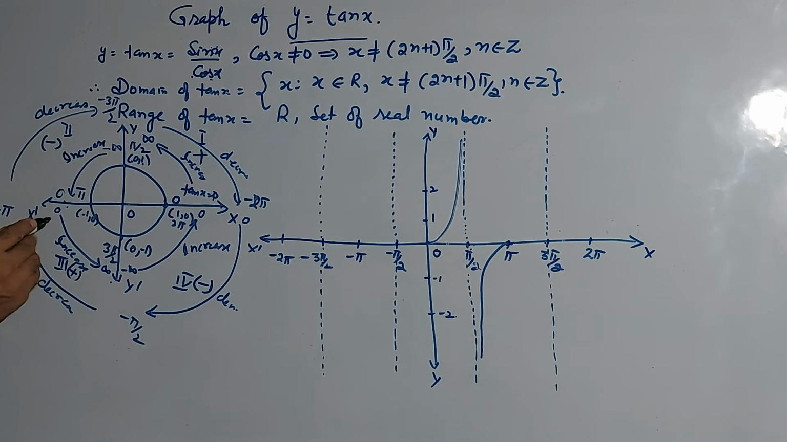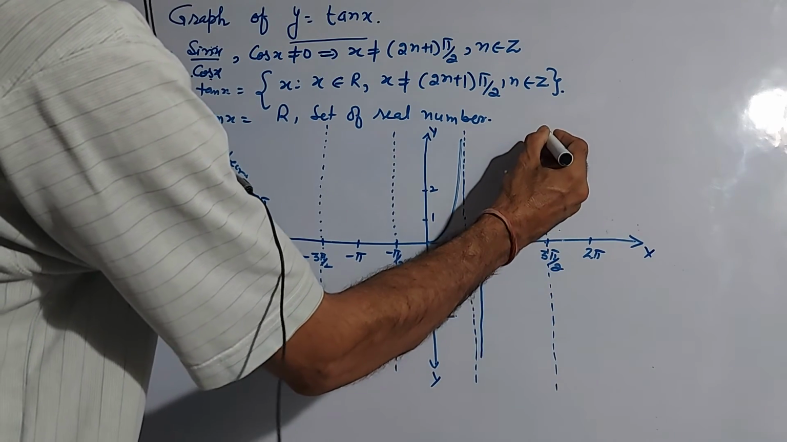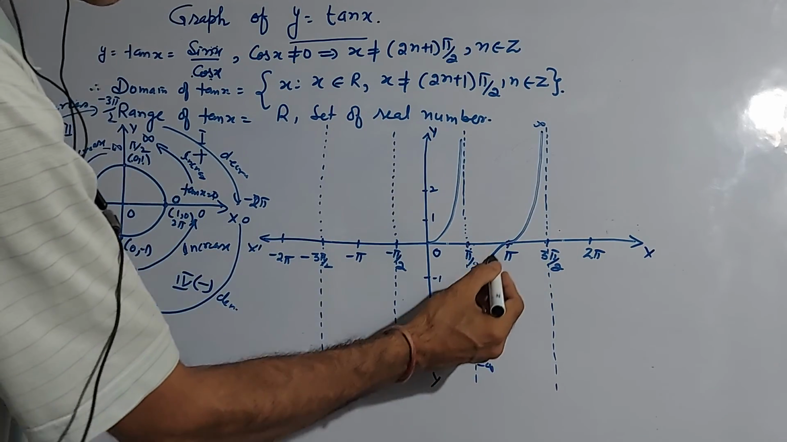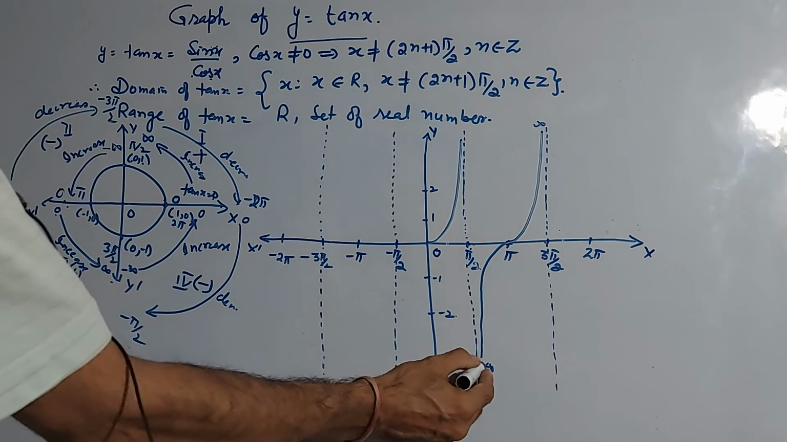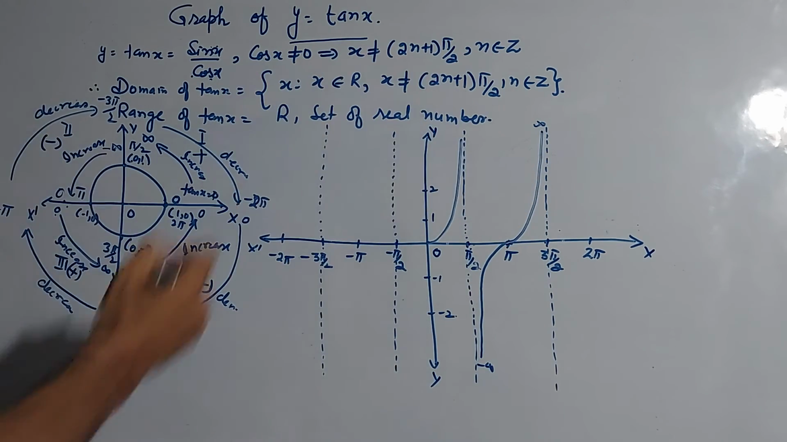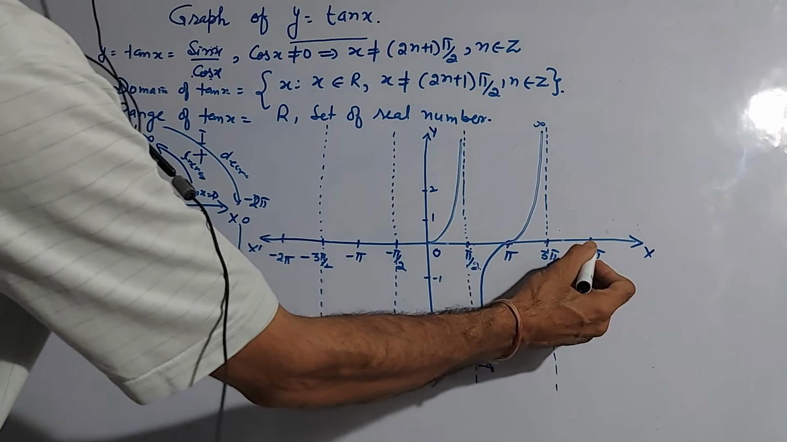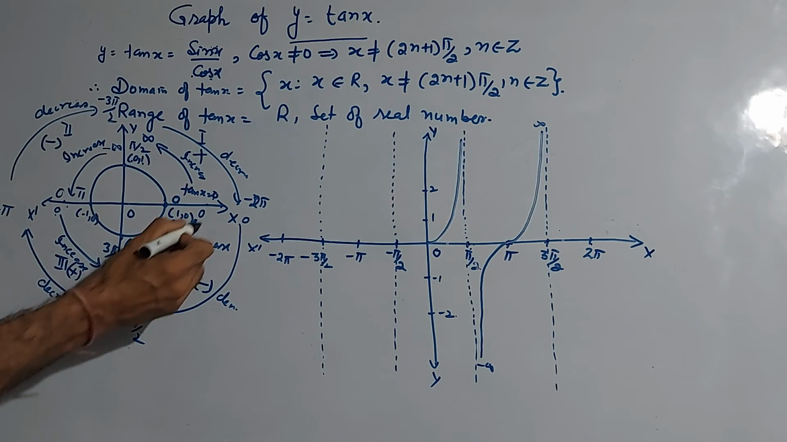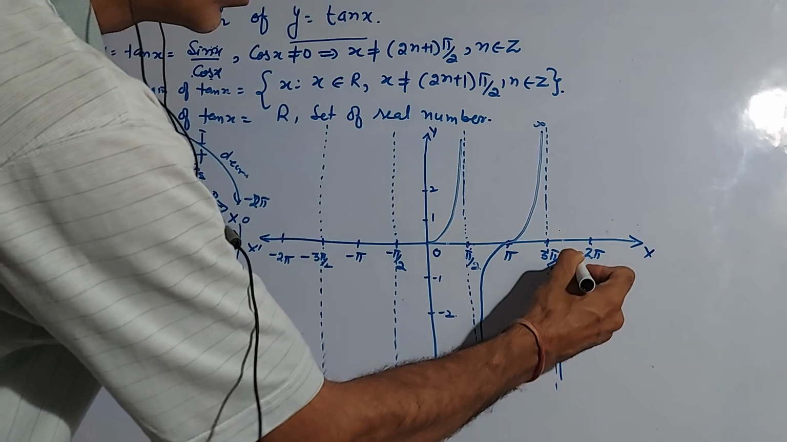And then pi to 3 pi by 2, the value is increasing from 0 to infinity. See here, this is minus infinity and this is infinity. So the values, like on the number line, from minus infinity to infinity, complete the set of real numbers. Now see further, 3 pi by 2 to 2 pi, it means minus infinity to 0, increasing like this.